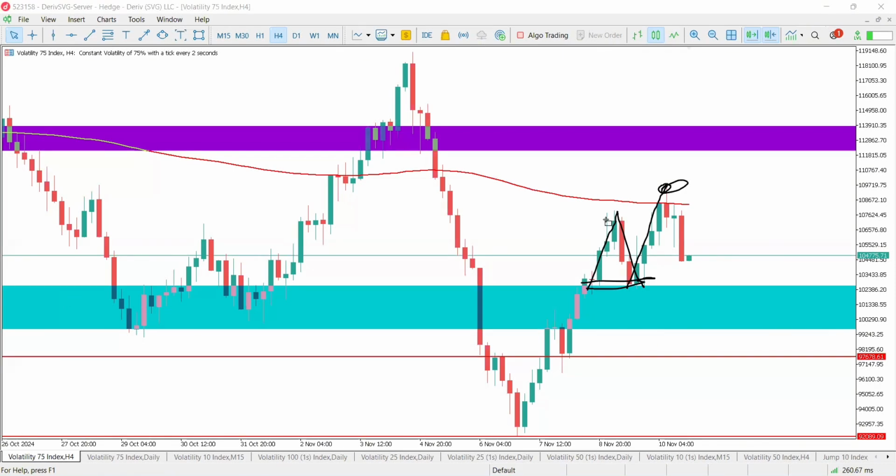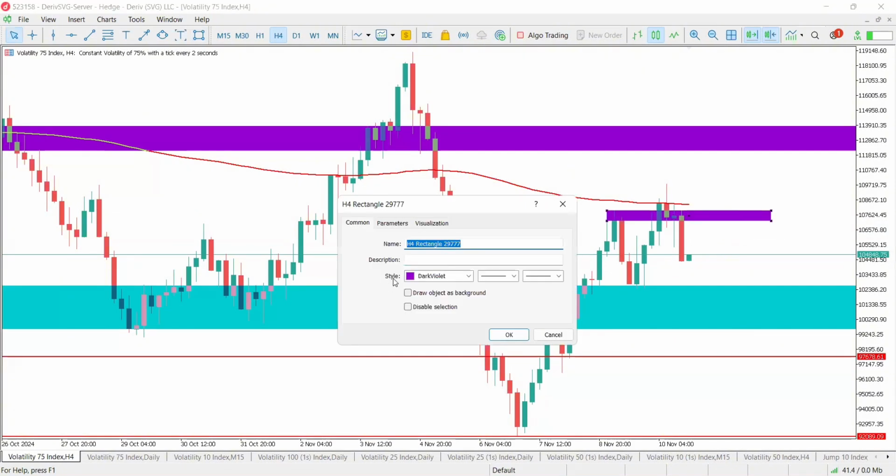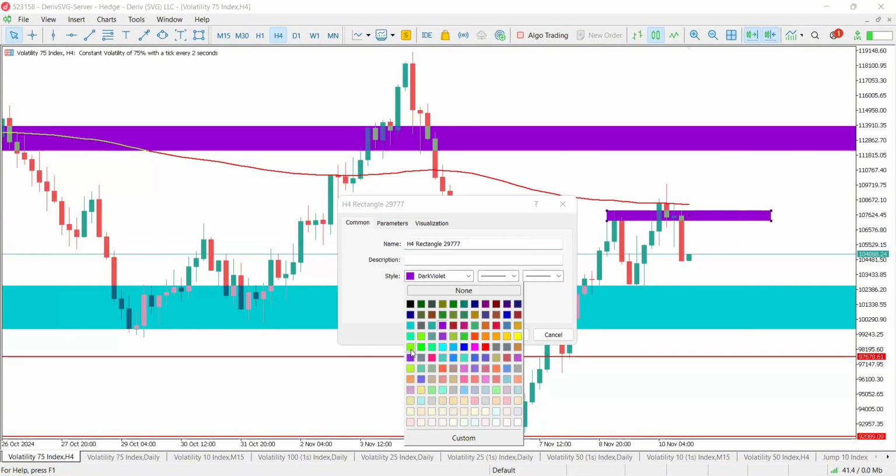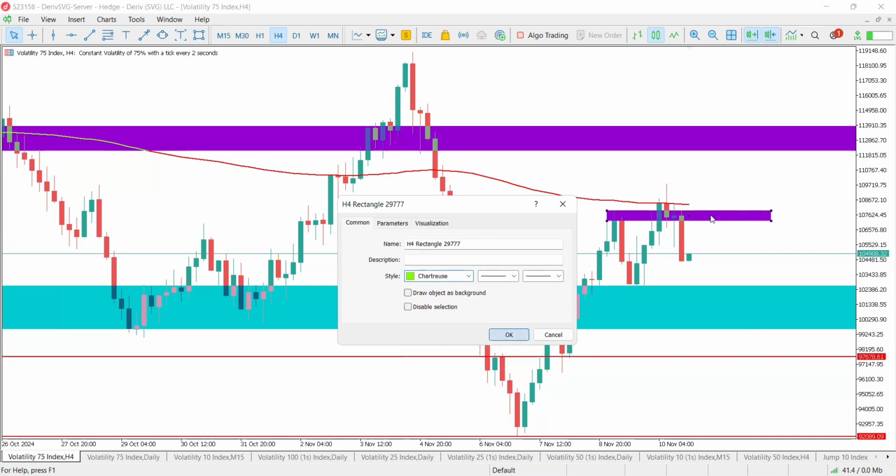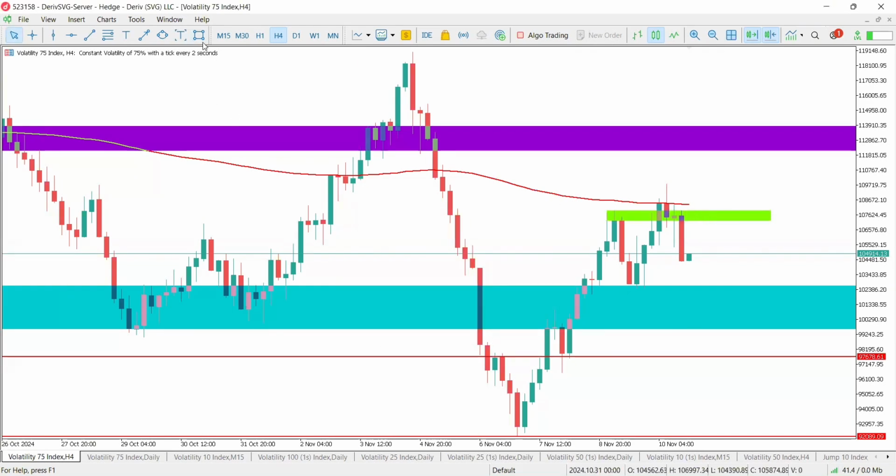an opportunity to take a trade here. So I'm just going to change the color. I like using specific colors. So we have this area here. I'm going to use the color I like for doing that. So I've marked this area here. And another area that I'm going to mark is this previous turning point that the price gave us.